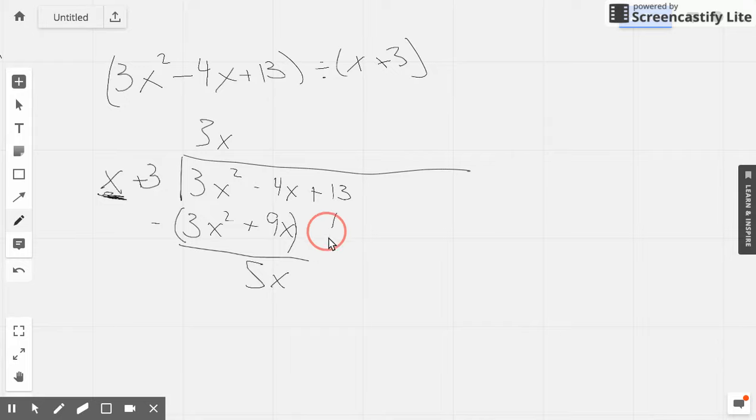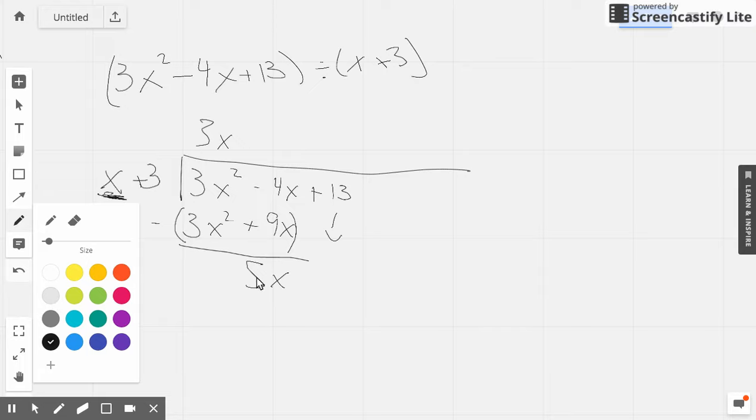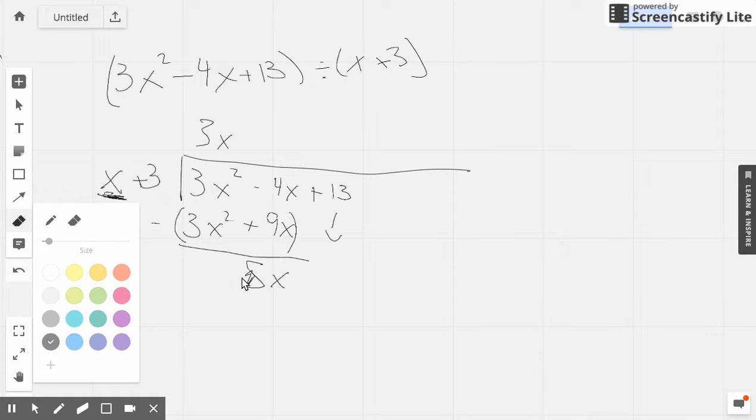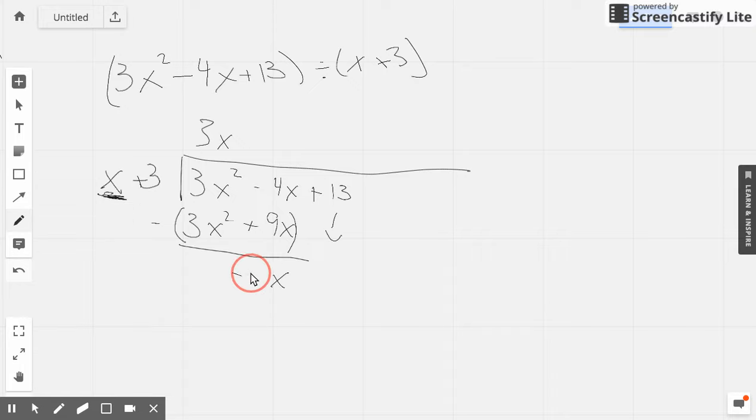Because we're subtracting the 9x, negative 4x minus 9x is negative 13x. And then we're going to bring down the positive 13. Okay. Now we say, how many times does x go into negative 13x? Well, it goes in negative 13 times. Negative 13 times x is negative 13x. Negative 13 times 3 is negative 39.